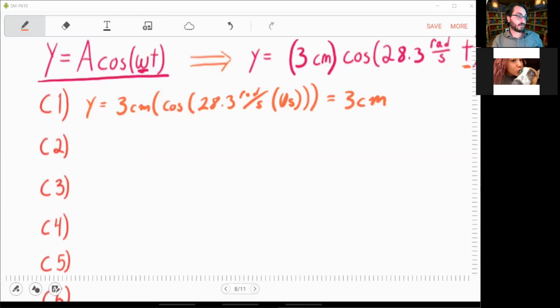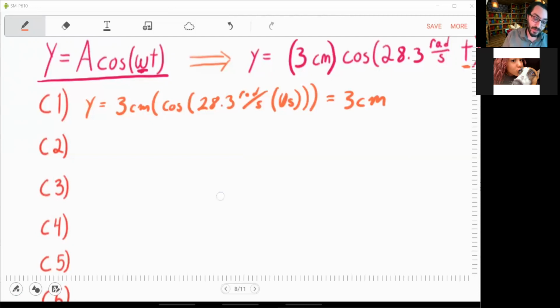But we can utilize y is equal to A cosine omega t. Now that we know A and omega, it's simply plug and chug, right? The cosine of 28.3 times 0, that's the cosine of 0. We get 1. 3 times 1 is 3. We call it a day, right?